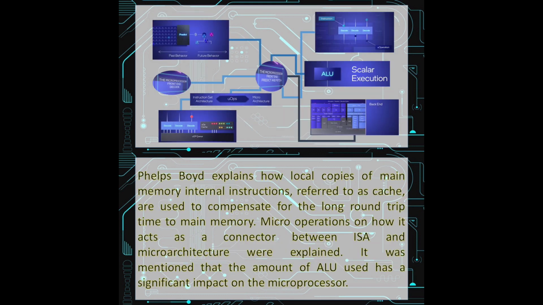Phelps explains how local copies of main memory internal instructions, referred to as cache, are used to compensate for the long round-trip time to main memory. Micro-operations, and how they act as a connector between ISA and microarchitecture, were explained. It was mentioned that the amount of ALU used has a significant impact on the microprocessor.